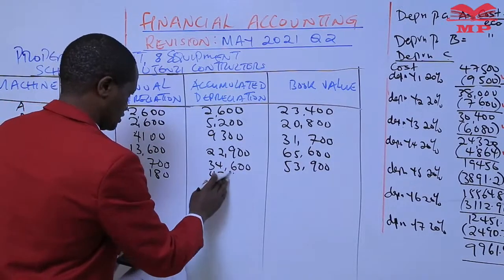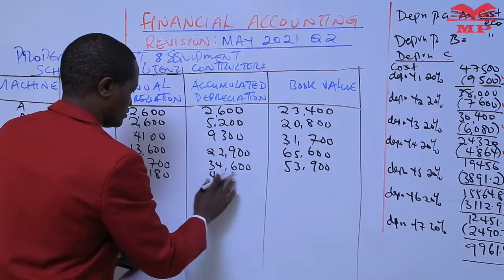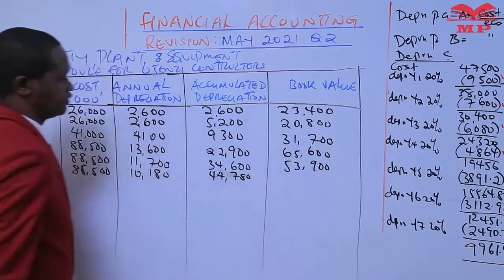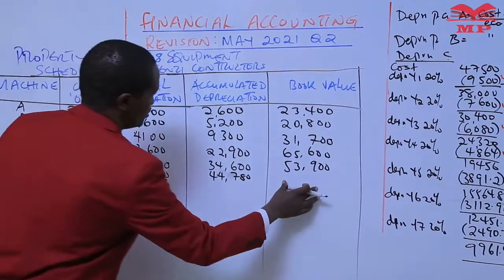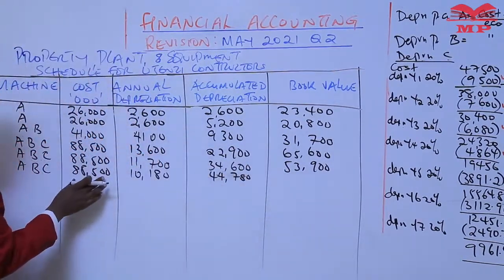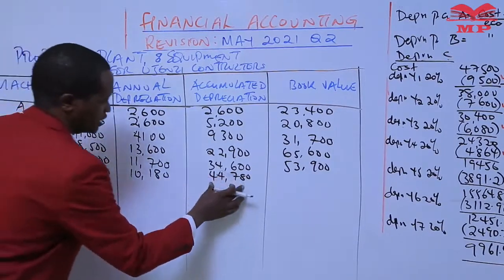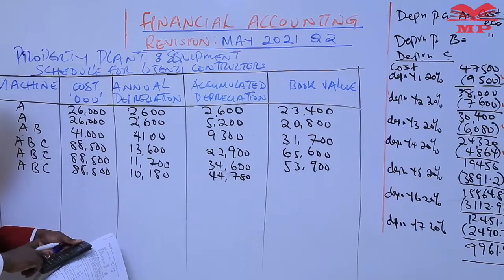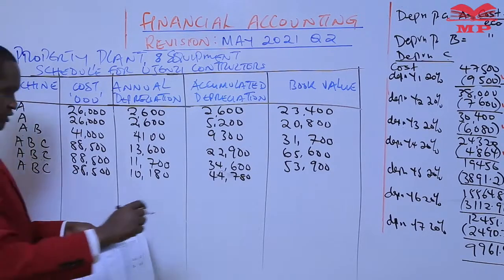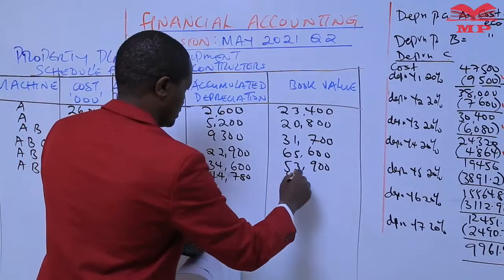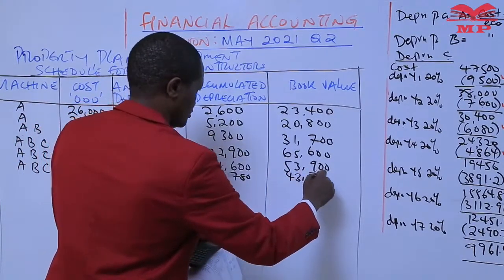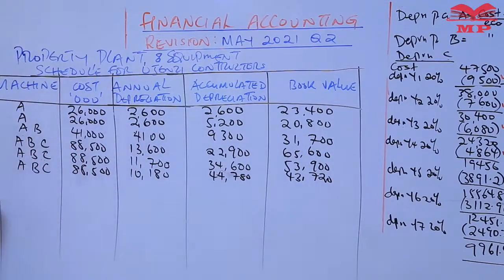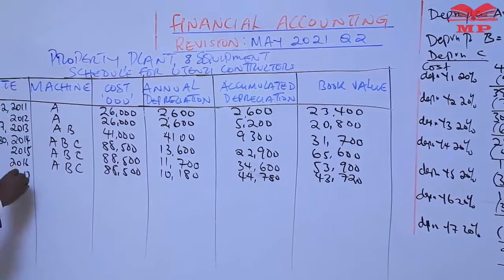We take this amount and add 34,600, which is equal to 44,780. Book value will be 88,500 minus 44,780, which is equal to 43,720. Moving on to the year 2017.